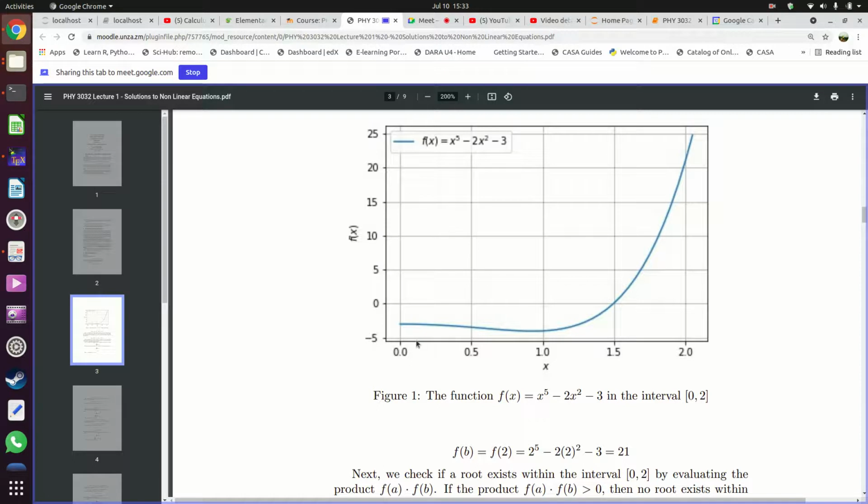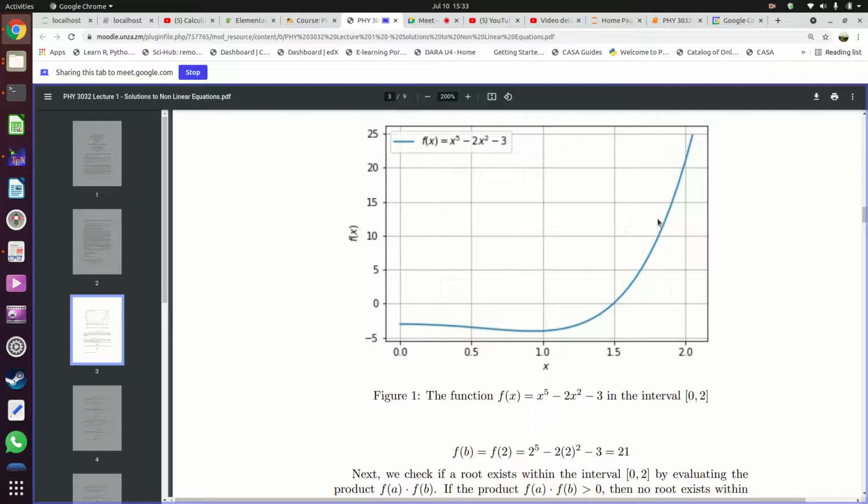So if the sign of the function f of x changes from negative to positive, then we know that the function cut the x-axis somewhere. If on the other hand, you work out the value of the function at 0, in this case, it's negative. At 2, it's positive. So I know that the function has moved from being a negative valued function to being a positive valued function. So it has changed sign from negative to positive.